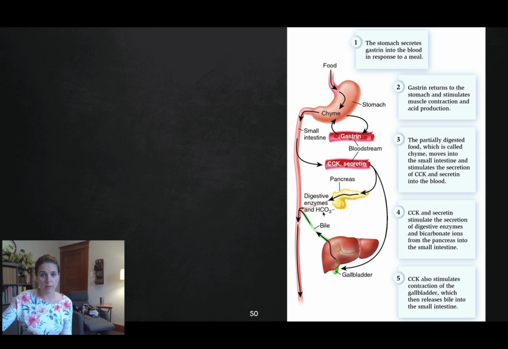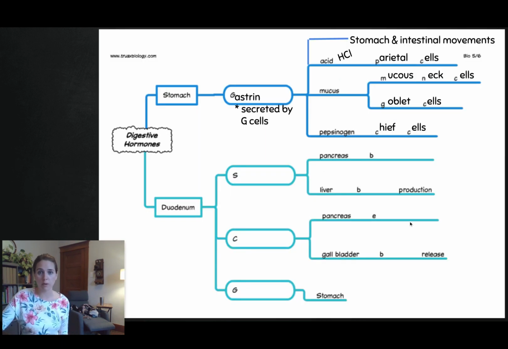And this is our bicarbonate right here, that the pancreas releases. So this would be the pancreatic juices along with bicarbonate. And then our gallbladder is being stimulated to release its bile. So that's what we're going to see happen here with these hormones.